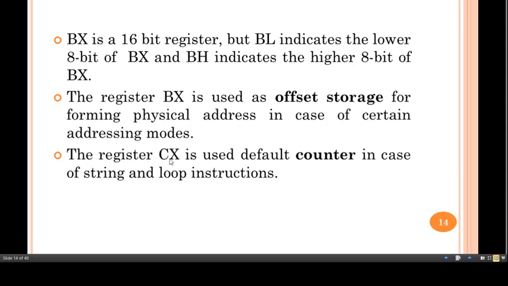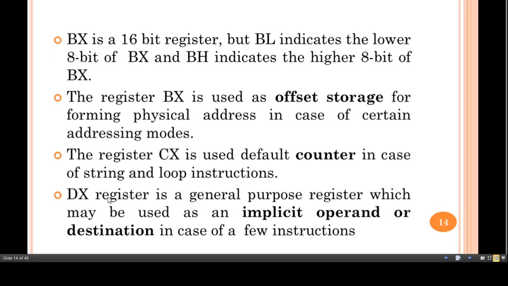Next is CX. CX is the default counter in case of string and loop instructions. It is also 16 bit and it is divided as CL and CH. Next is the DX register. It is also a 16 bit general purpose register and it is used as an implicit operand or destination in case of a few instructions. DX is also divided as DL as lower bits and DH as higher bits.